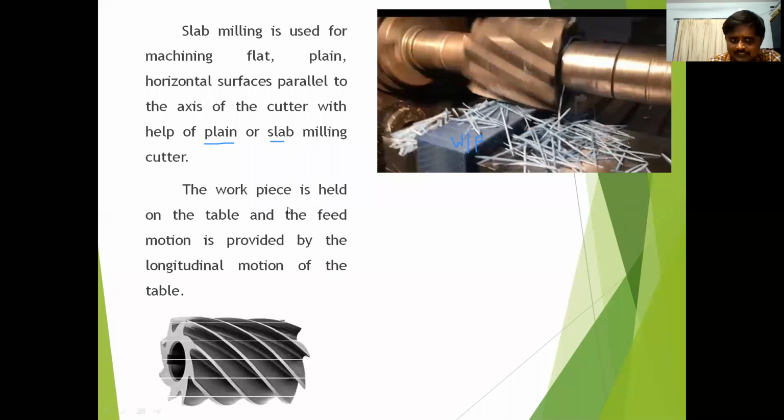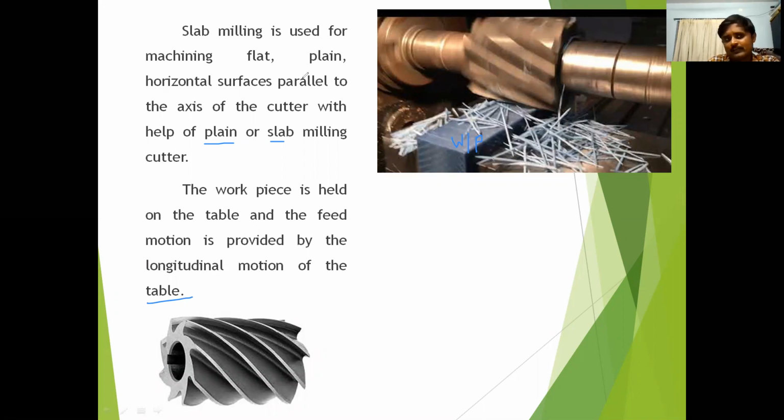The workpiece is held on the table and the feed motion is provided by the longitudinal motion of the table. As we know, if you want to remove metal from any work surface, we have to maintain the relative motion between the cutting tool and the workpiece. Here the cutting tool is rotating about its axis, and we give the feeding by moving the work table. So the feed motion is given to the work table.